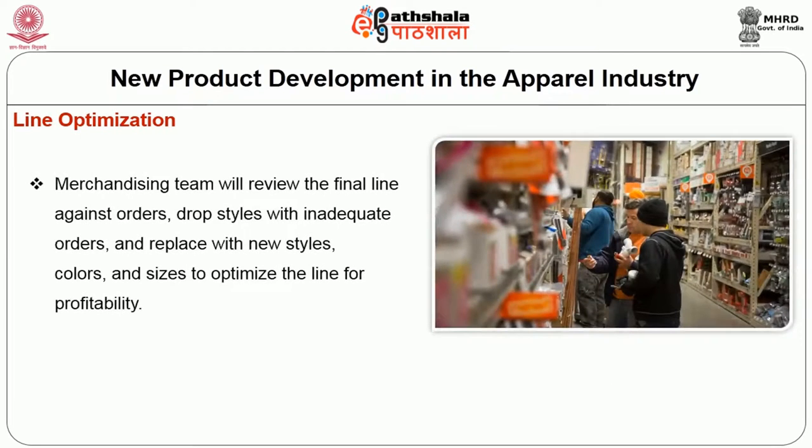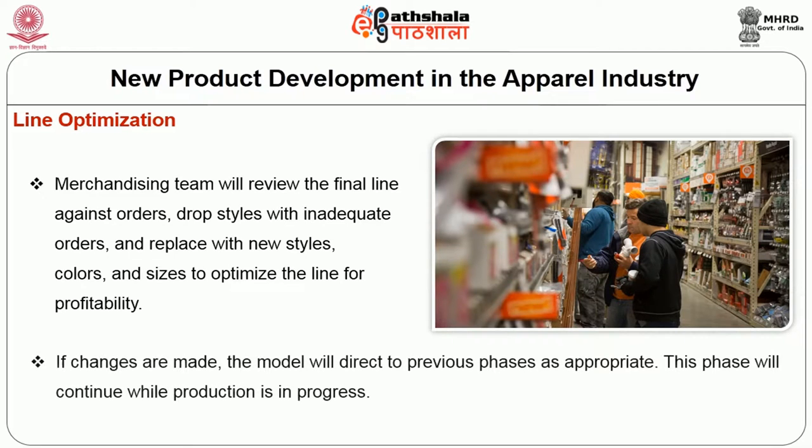And the last one is the line optimization stage. Merchandising team will review the final line against the orders, drop styles with inadequate orders and replace with new styles, colors and sizes to optimize the line for profitability. If changes are made, the model will direct to previous phases as appropriate. This phase will continue while production is in progress.